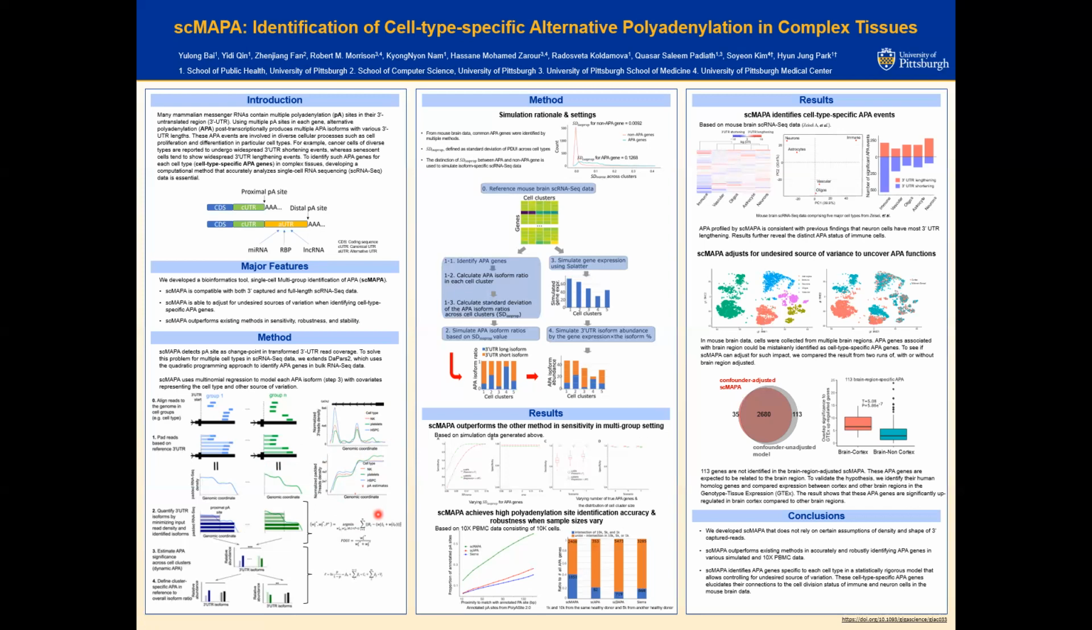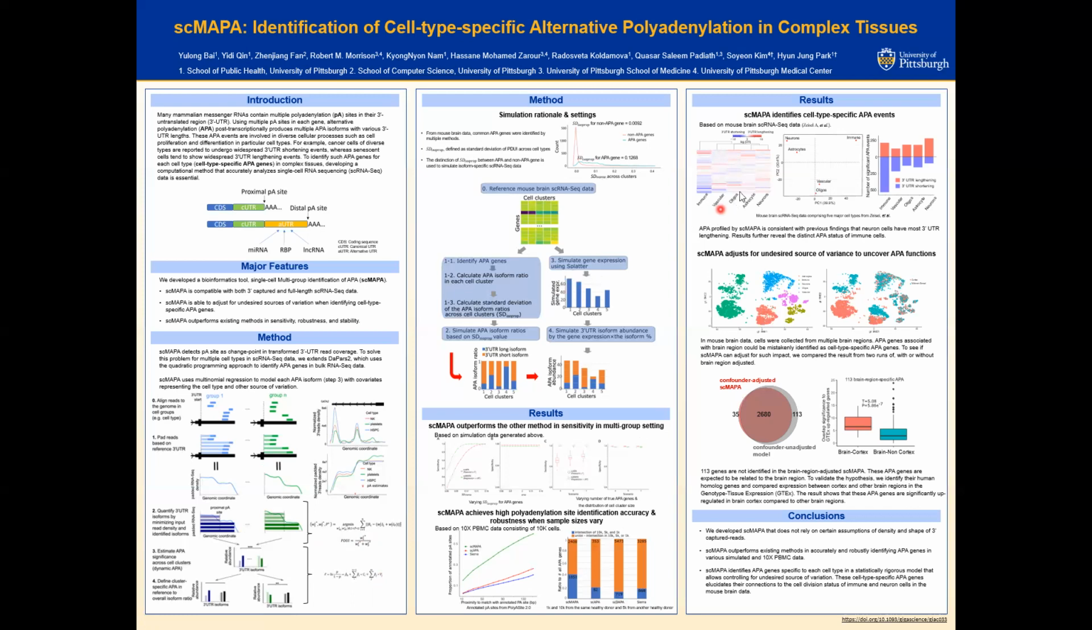Basically, it solves a change point detection problem formulated as this equation by quadratic programming to minimize the difference between the observed read coverage and the expected read coverage. It estimated the location of PA sites and quantified APA isoforms simultaneously. Then, scMAPA models the abundance of APA isoforms against the cell type and other covariates through a multinomial logistic regression.